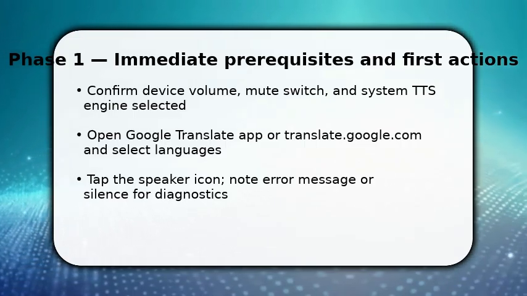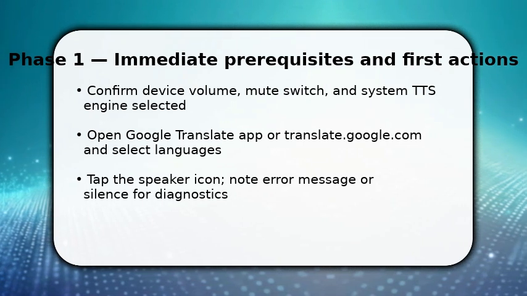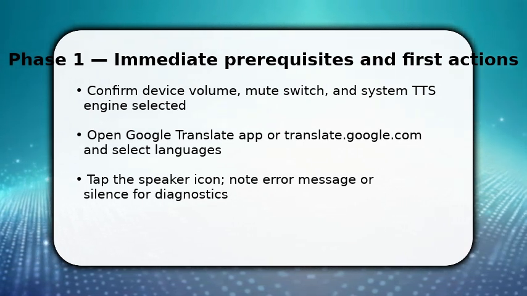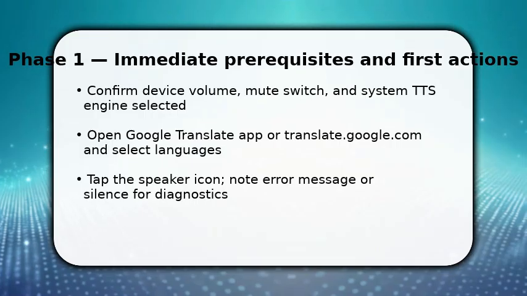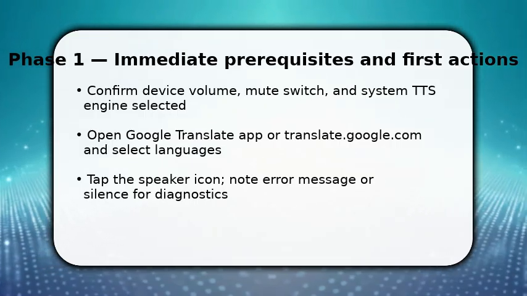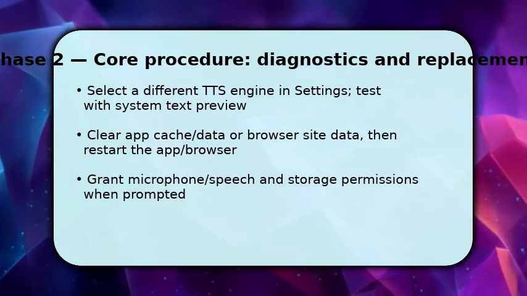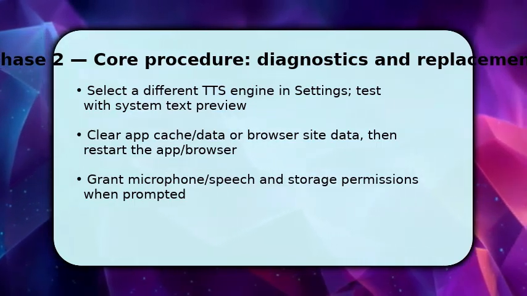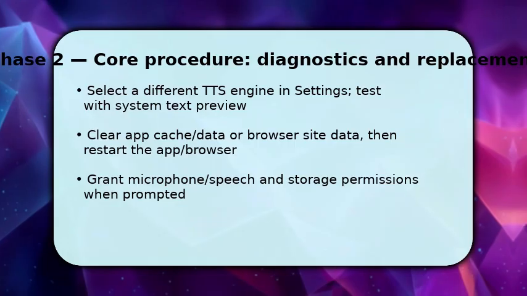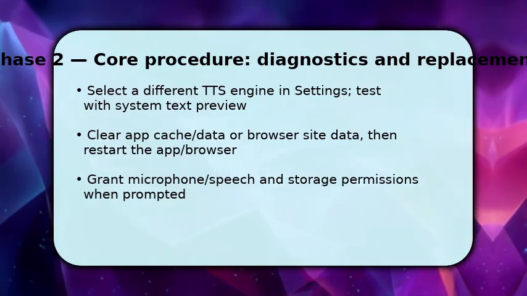is failing. Next, switch or reinstall the TTS engine. Because Google Translate uses the system voice, you want to isolate engine faults. Once you change engines, use the system speech preview to confirm the engine speaks. Then clear app cache or browser site data and restart Translate to remove corrupted temporary files.